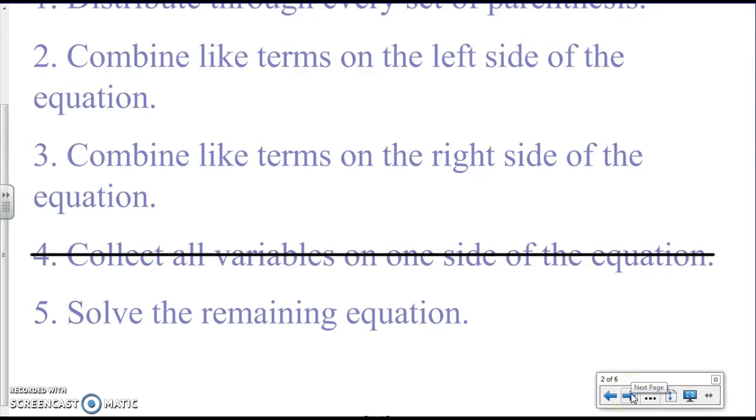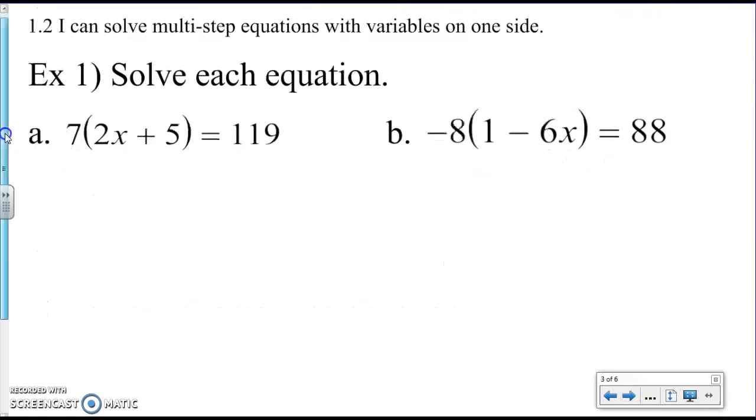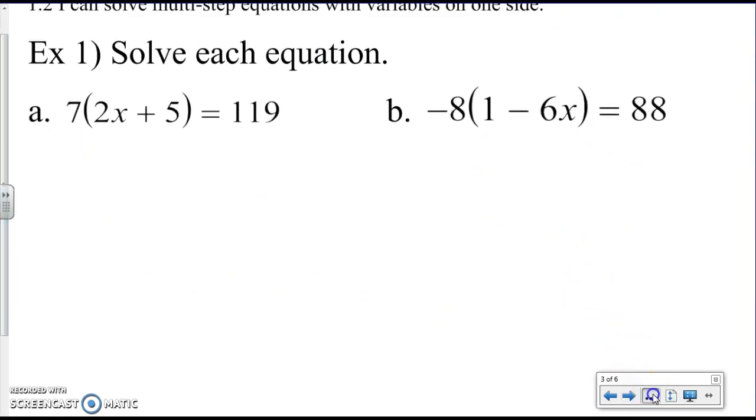Let's go ahead and do 4 problems. And then you're going to do 4 problems on your own. Have them checked and get your homework just like we did in the last video. So let's get started. Okay, so notice there are parentheses in both of these problems.